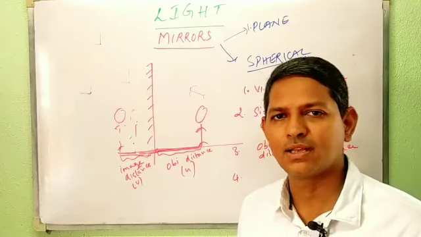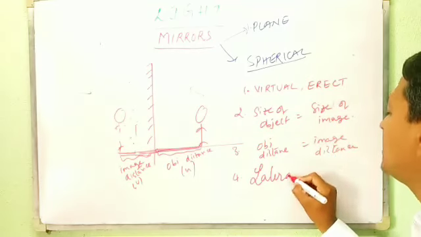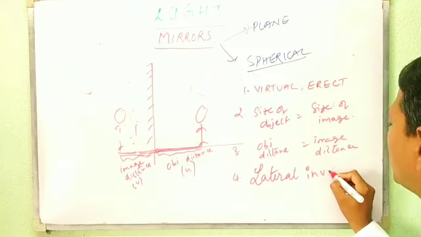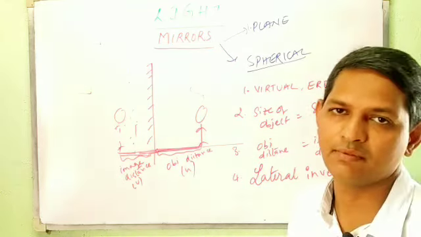So what is that called as? That is called as lateral inversion. What is that? Lateral inversion. So what is lateral inversion? Right appearing left is called as lateral inversion.